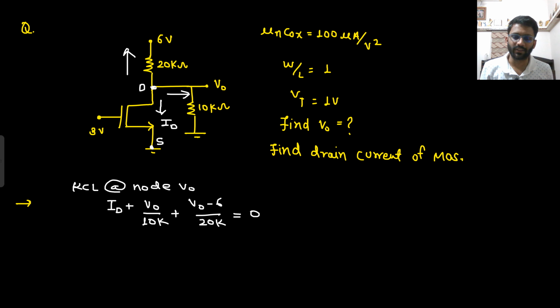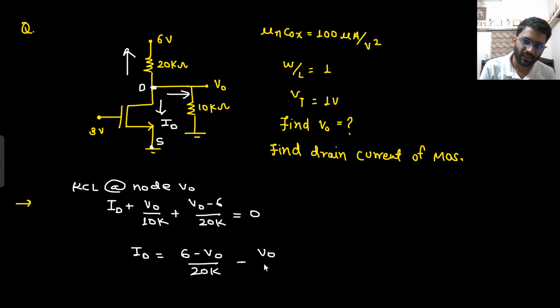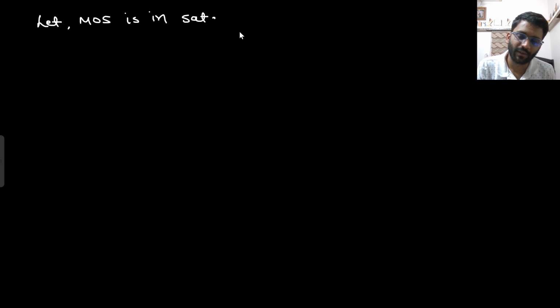I will not call this equation 1 because I need to find the ID value. So for ID value, I will write 6 minus V naught by 20K minus V naught by 10K. This is my I naught value. Again, you don't know the region of operation, so again you have to assume. Okay, so we will start by assuming, let MOS be in saturation.